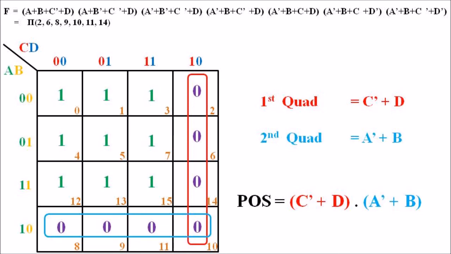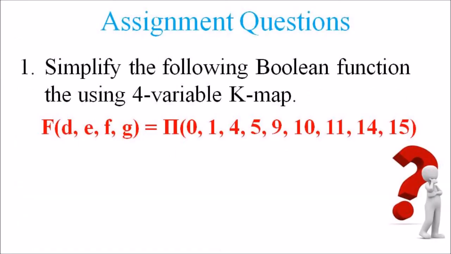Kindly go through this assignment question. Simplify the following Boolean function using a 4-variable K-map. The function is f(D, E, F, G) equal to Pi of 0, 1, 4, 5, 9, 10, 11, 14 and 15. Hope you have understood this topic.